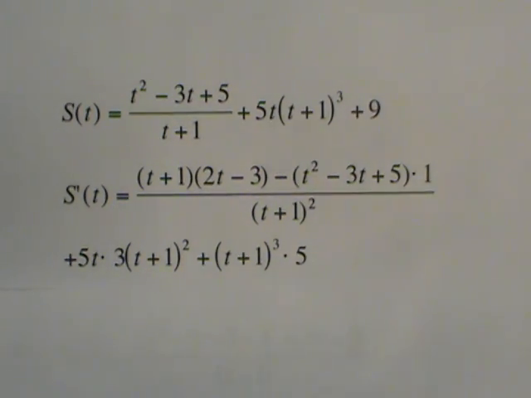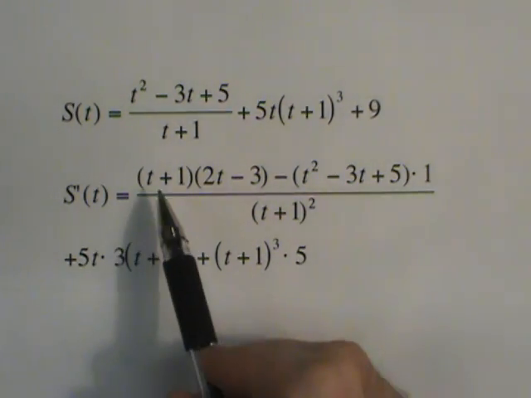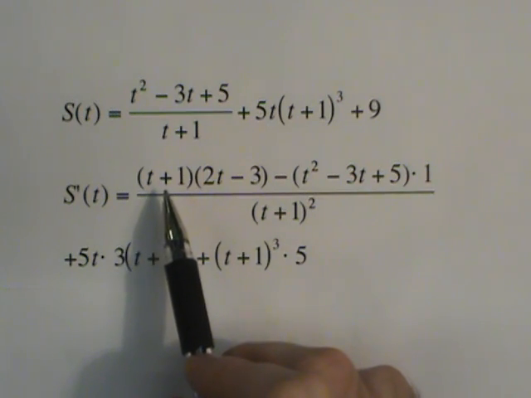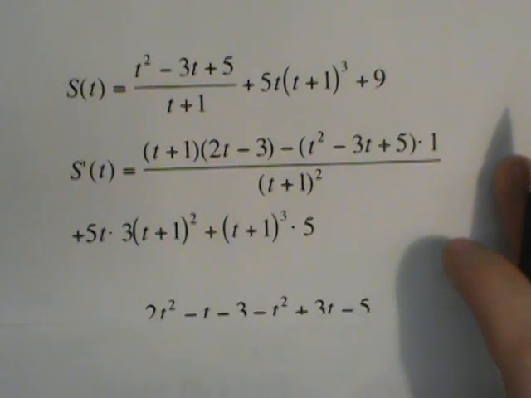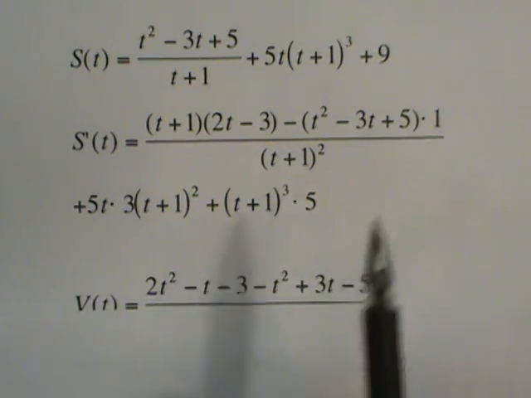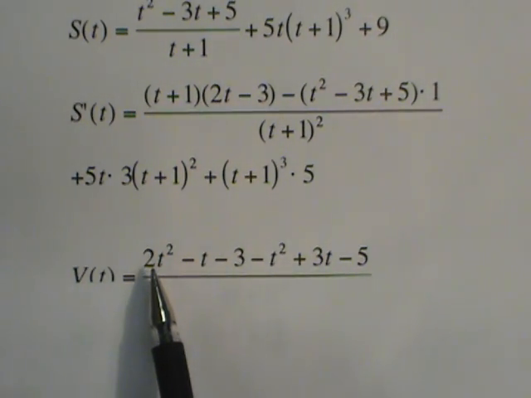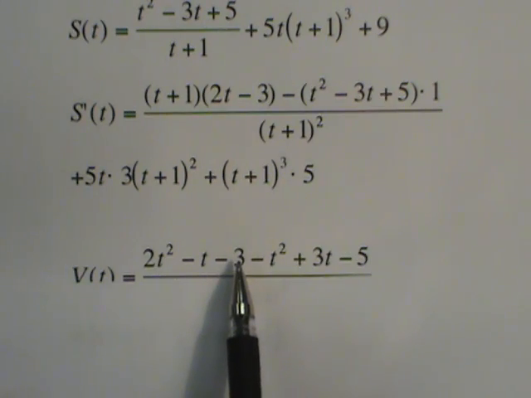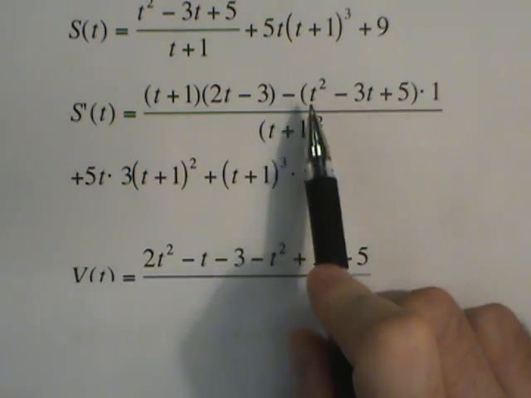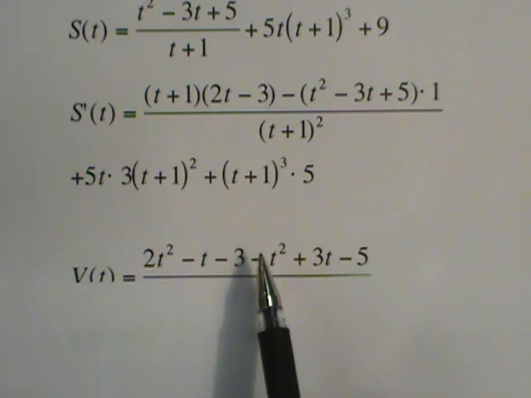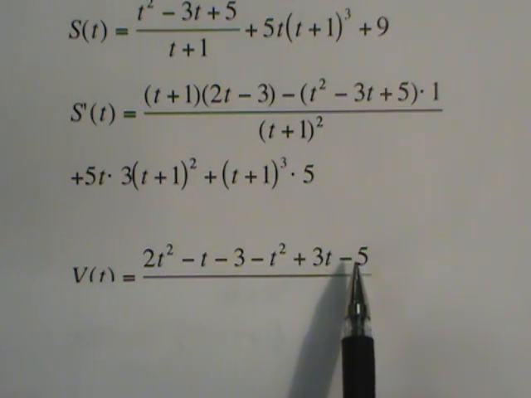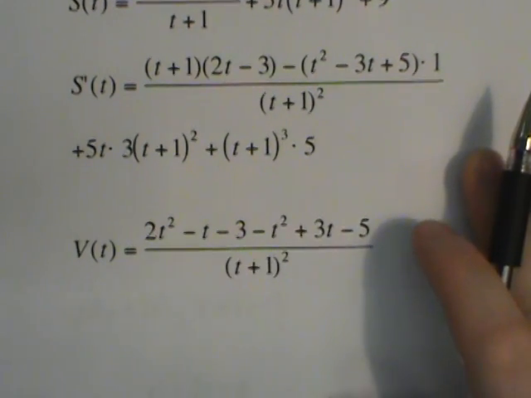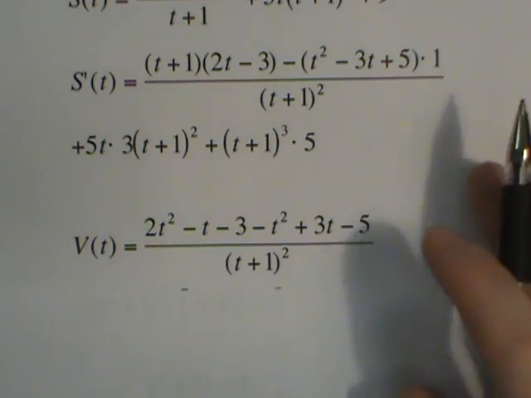And then obviously, there's some work that needs to be done here. First thing I'm going to do is expand this. I'm going to FOIL this thing out here. And so when I FOIL it out, I get 2t squared minus t minus 3. And then my next step is to distribute this negative across here. So that produces negative t squared plus 3t minus 5, all over that t plus 1 quantity squared.